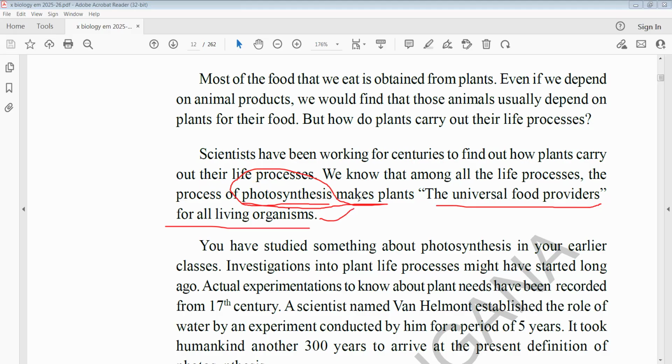Another important topic is about one of the major scientists, Van Helmont. He concluded that water plays a major role during photosynthesis. This is most important. It is likely to come in the choose-the-correct-answer questions, that is, in the bit paper. Who said water is important in photosynthesis? Van Helmont.